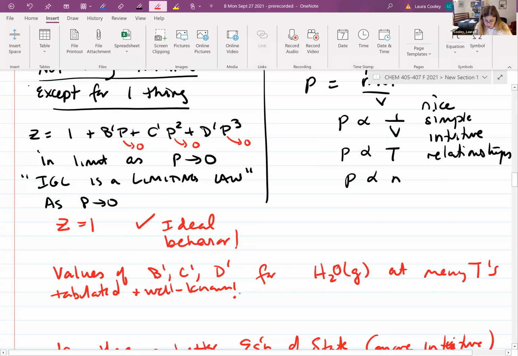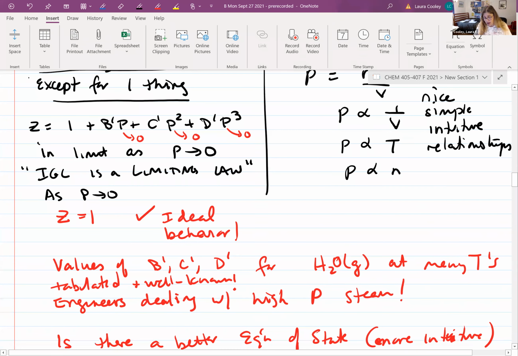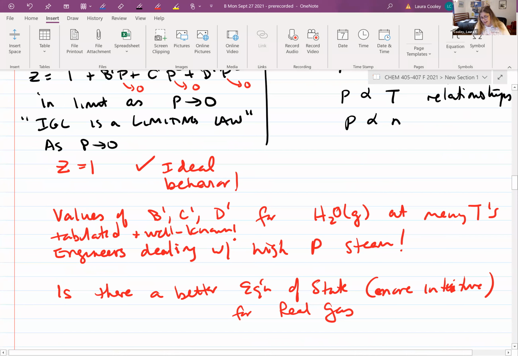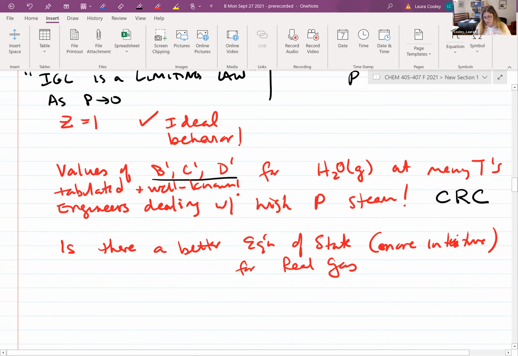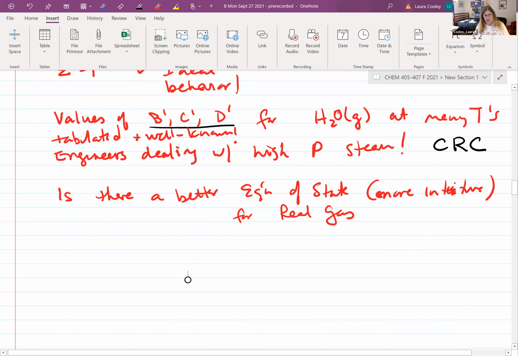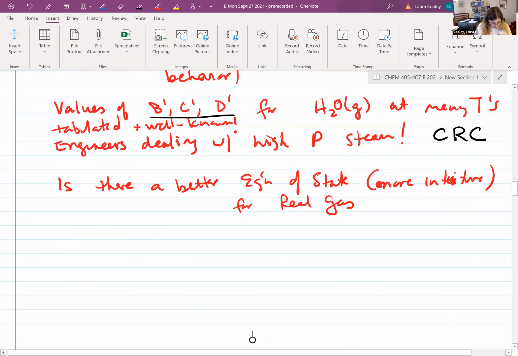And they have to be, right? Because if you happen to be an engineer that has to deal with high pressure steam, you better know what the properties of that steam are. And the way you would know that is to use the Virial equation, the published coefficients for whatever temperature you're interested in for water. And these are basically CRC type data. You could find them online, or you could find them in those old CRC handbooks.